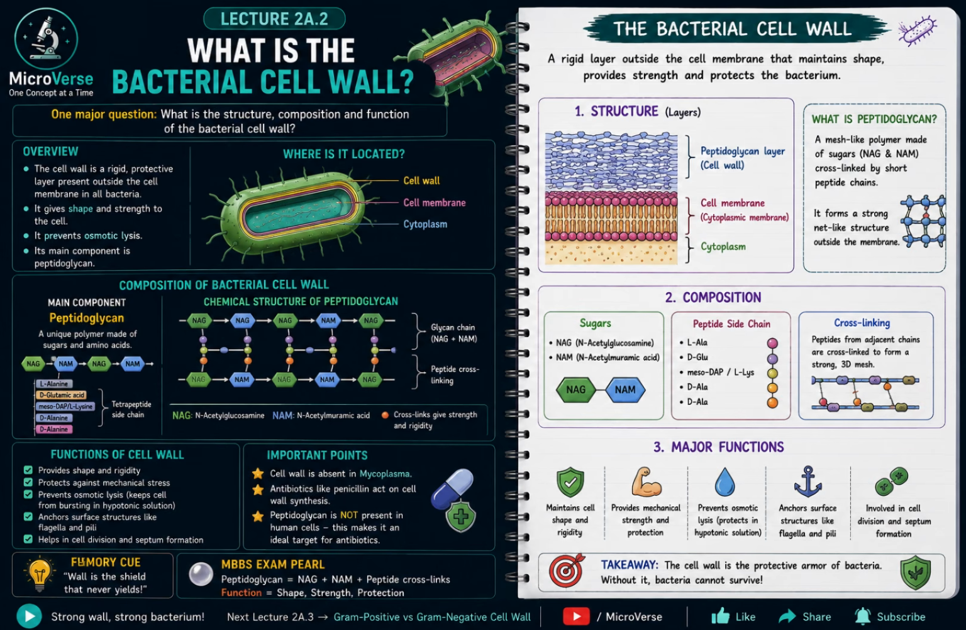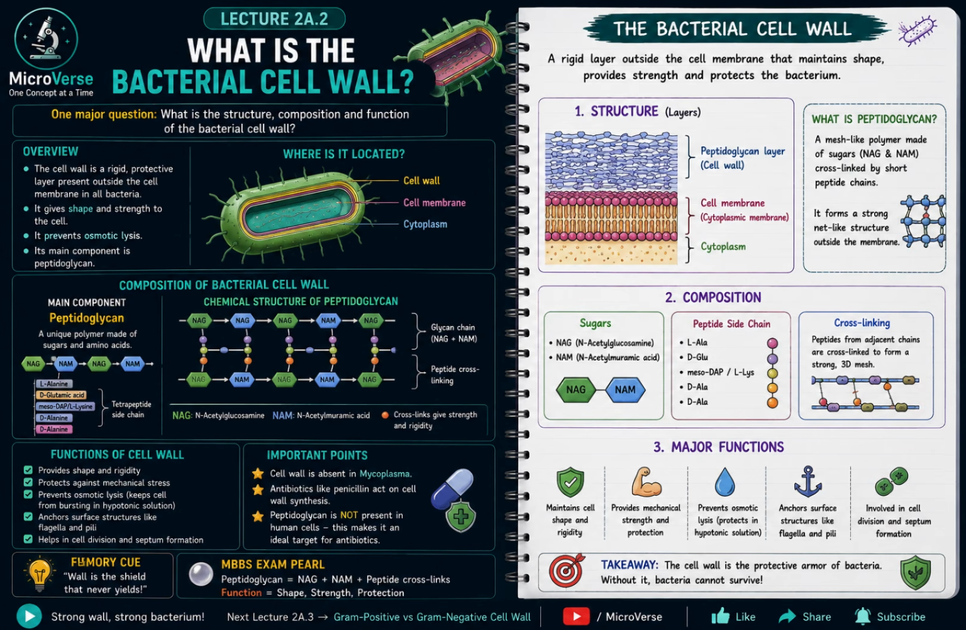So, where is the cell wall located? Let's visualize the basic organization of a bacterial cell. From outside towards the interior, we can broadly think of cell wall, then cytoplasmic membrane, and then cytoplasm. The exact envelope structure differs between the bacterial groups, and we will discuss that in detail in our next lecture. So, for today's lecture, focus on the central concept. The cell wall is the rigid structural layer outside the bacterial cytoplasmic membrane.